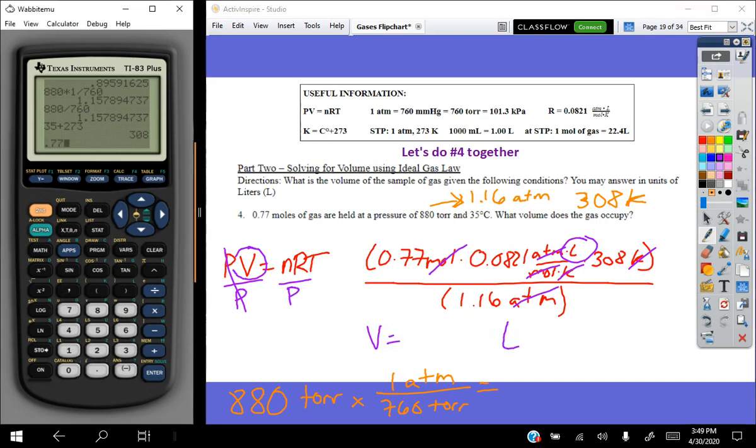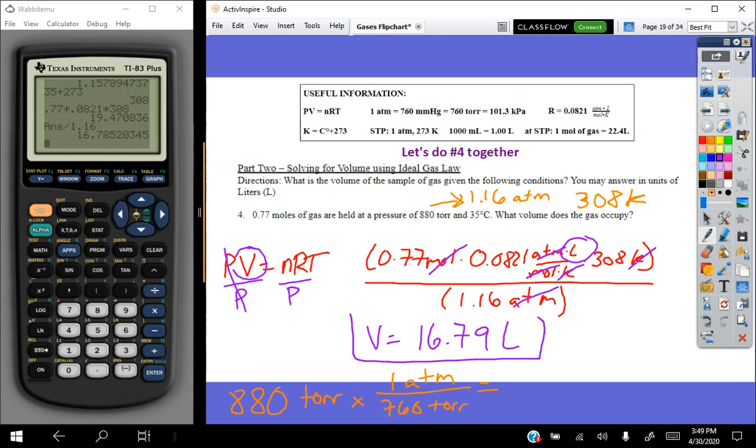So 0.77 times 0.0821 times 308. And then I'm going to divide that by 1.16 atmospheres. So this is a pretty large container, 16.79 liters. 16.79 liters is my volume of my gas. Go ahead and calculate and solve for problems 5 and 6. Pause the video now.